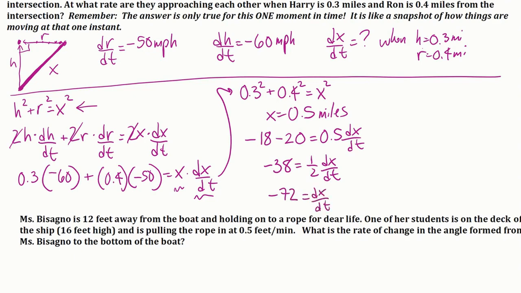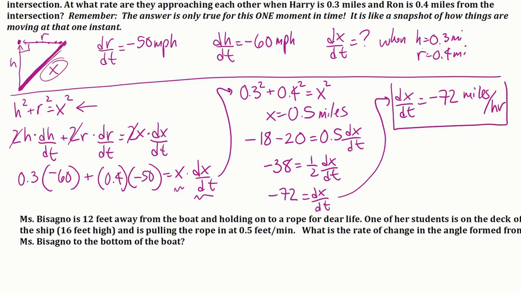So let me go ahead and make sure I have this with the correct units. Dx dt is negative 72. So x is in miles and time is in hours. So they are getting closer to one another at 72 miles per hour. So that's why my result is negative, because that distance of x is going to be decreasing. So the rate of change would be a negative value.